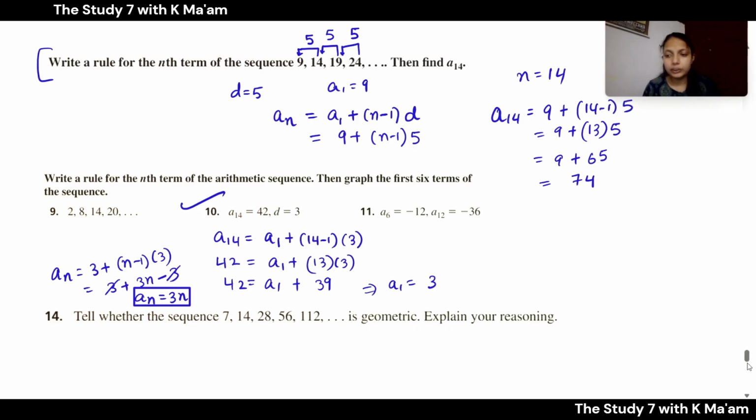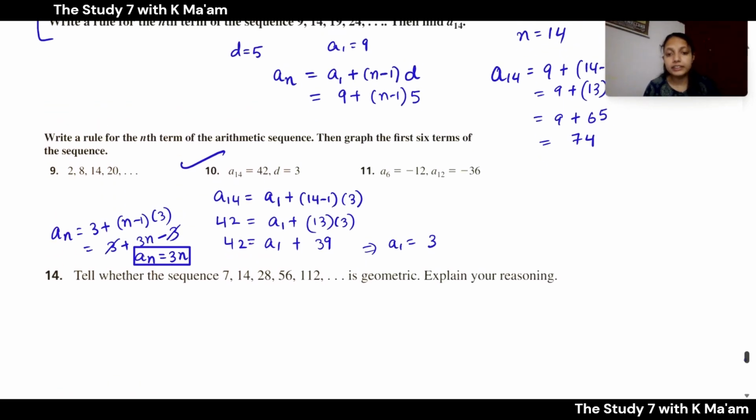Okay. Next we have to check whether this sequence is geometric. If it is geometric, we have to give the reason. In a geometric sequence, there will be a common multiple, or you can say find the ratio. It will be the same. 14 by 7, it's 2. 28 by 14, it's 2. 56 by 28, it's 2. So the ratio is 2 every time. You can say the ratio is 2, or you multiply by 2 every time.